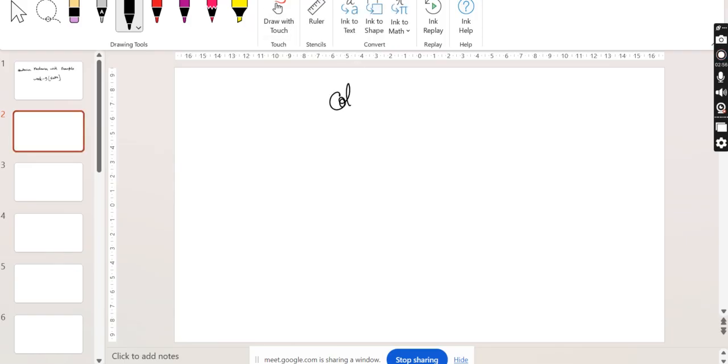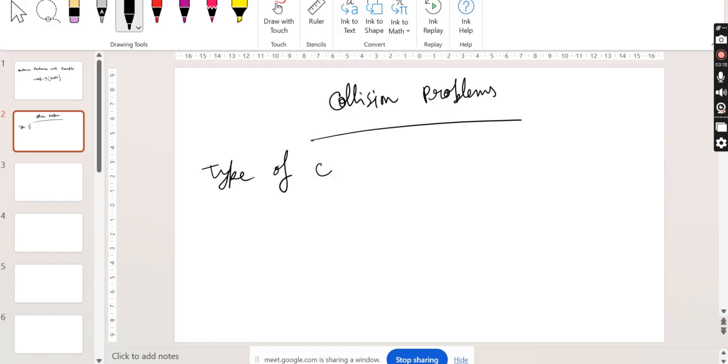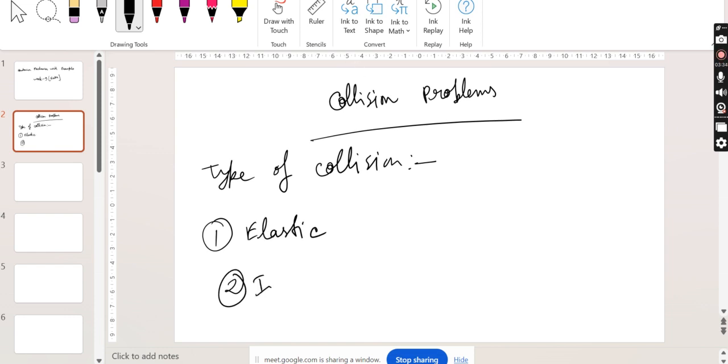So first we will discuss collision problems, like basic collision problems. Before the collision problem, you have to know how many types of collision there are and what their properties are. One is elastic collision, second is inelastic collision.